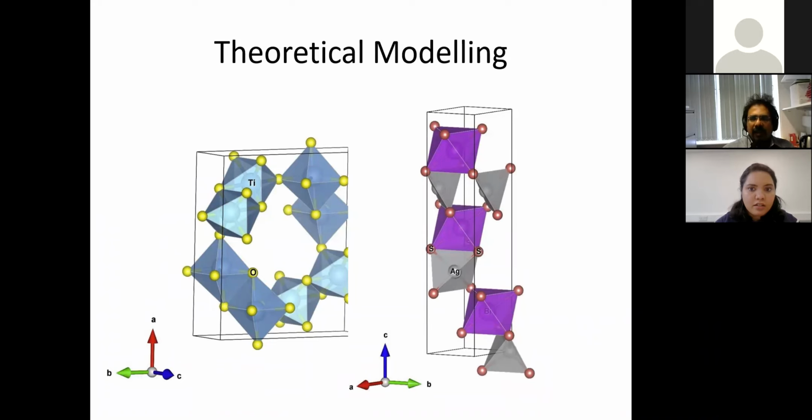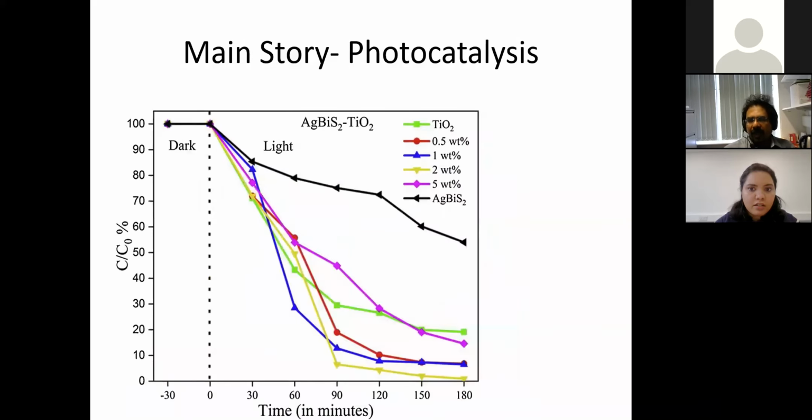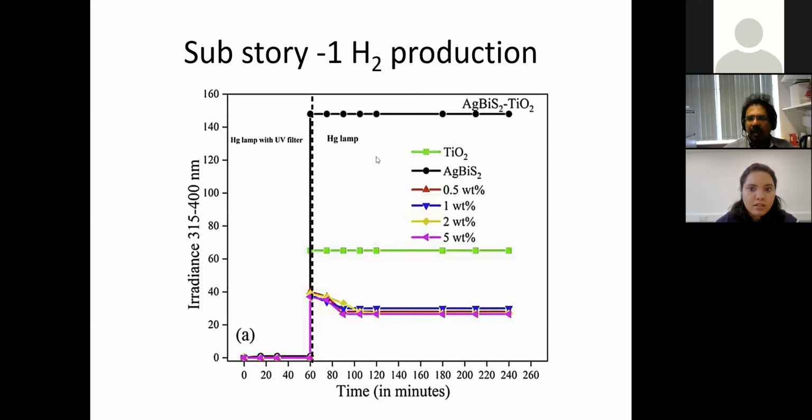Also, she has given a good theoretical background about that work. So she did a lot of theoretical modeling with her collaborators to support her invention. So the main part of the story, of course, is the photocatalysis. Okay, so how the particular composite she made showed better photocatalytic activity. That's the main part of the story, but there are a number of other sub-stories, such as hydrogen production.